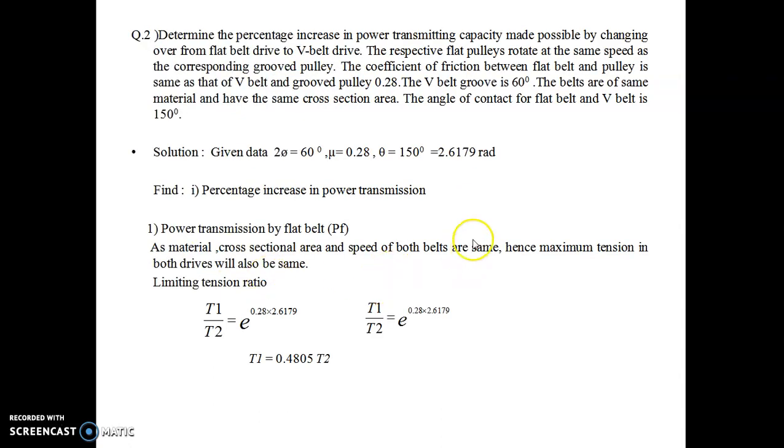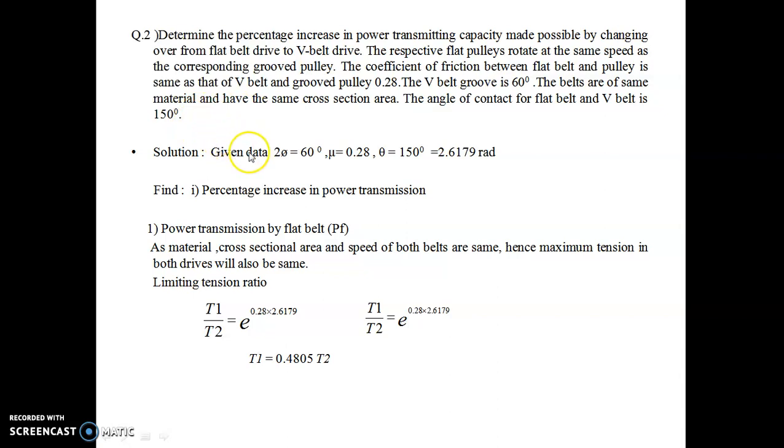Second, determine the percentage increase in power transmitting capacity made possible by changing over from flat belt to V-belt drive. The respective flat pulleys rotate at the same speed as the corresponding groove pulley. The coefficient of friction between flat belt and pulley is same as that of V-belt and groove pulley, that is 0.28. The V-belt groove is 60 degree. The belts are of same material, same cross-section area. The angle of contact for flat belt and V-belt is 150 degree.